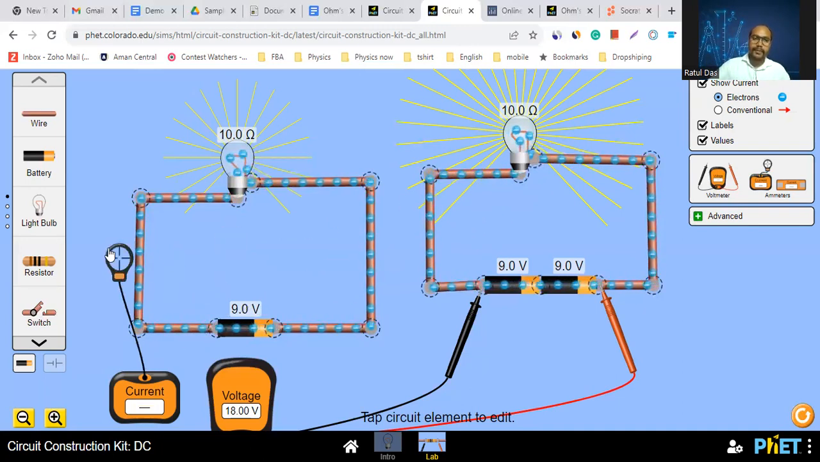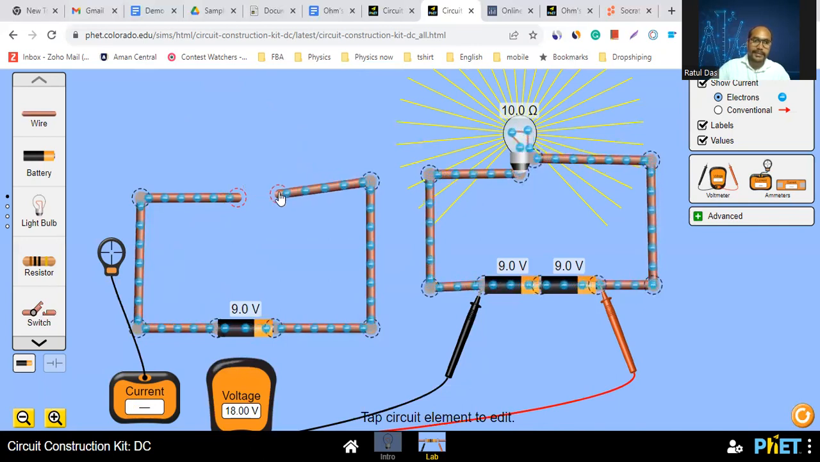So now you can replace the bulb by a resistance, a 10 ohm resistance.